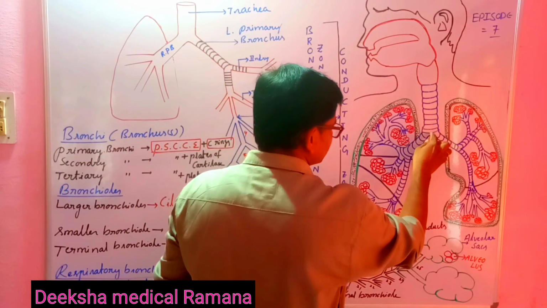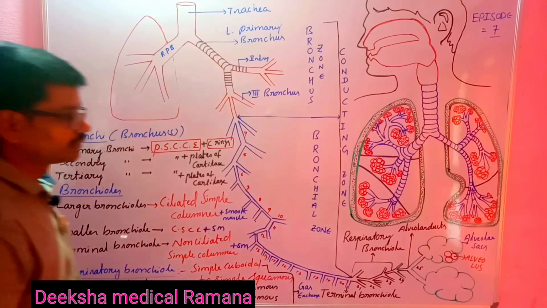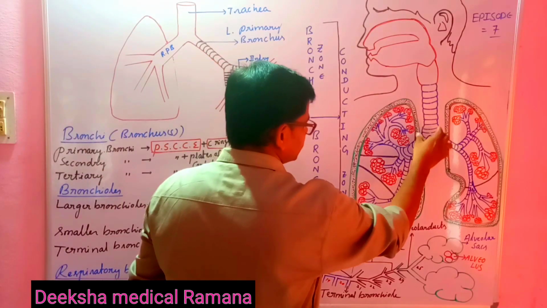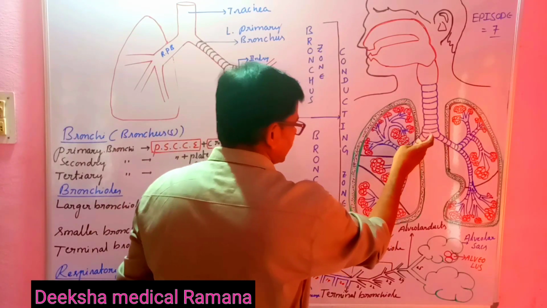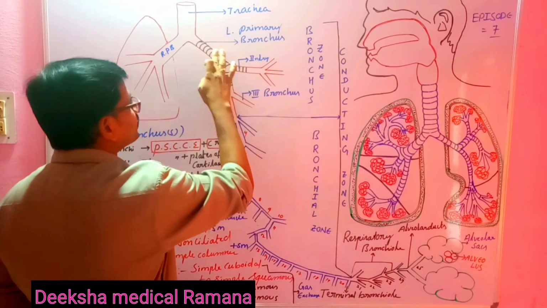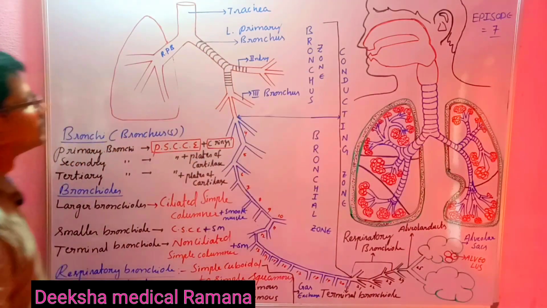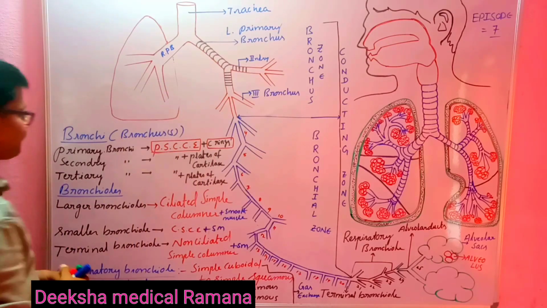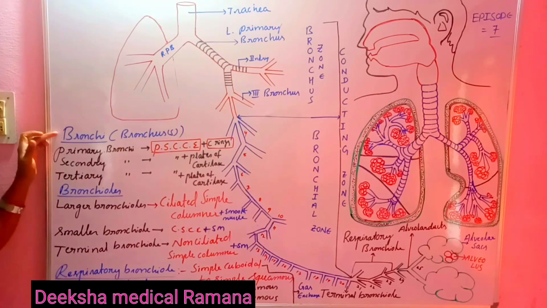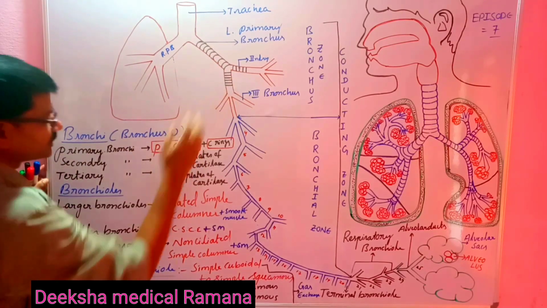two branches at the level of the fifth thoracic vertebra. At the fifth thoracic vertebra, the trachea divides into two branches: one is the right primary bronchus, the second is the left primary bronchus. So what are the features of the bronchi? Generally, bronchi is plural and bronchus is singular. Let us look at the anatomical structure of the bronchus and its function.